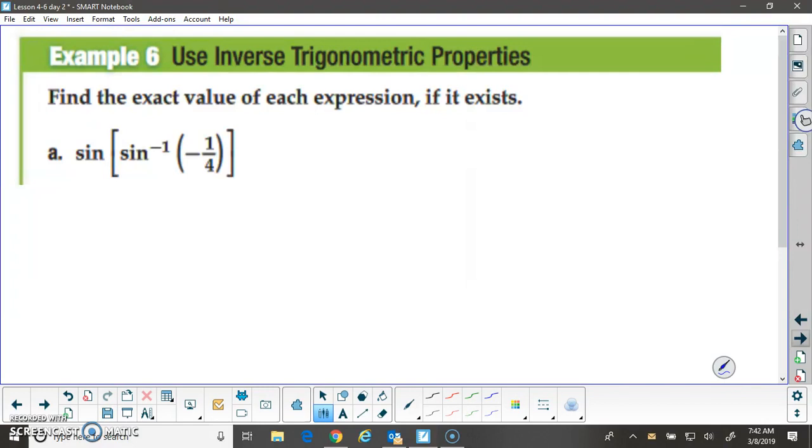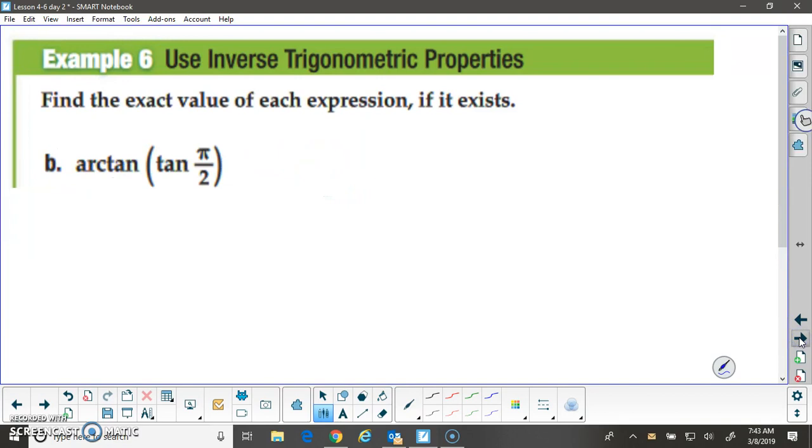Here we have the sine of the sine inverse of negative 1/4. Essentially what's happening in this problem is the sine and the sine inverse just cancel each other off, and our answer is just negative 1/4. Makes sense that a sine would cancel off a sine inverse. However, that's not always the case.